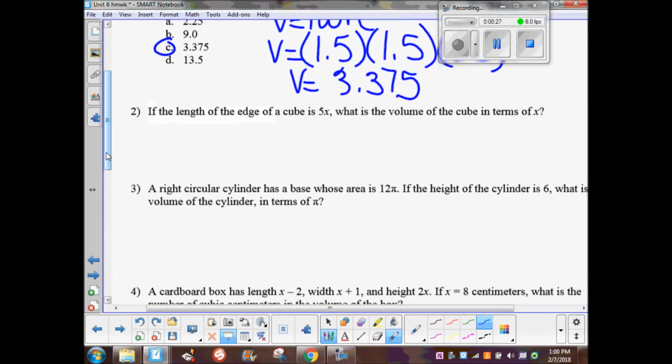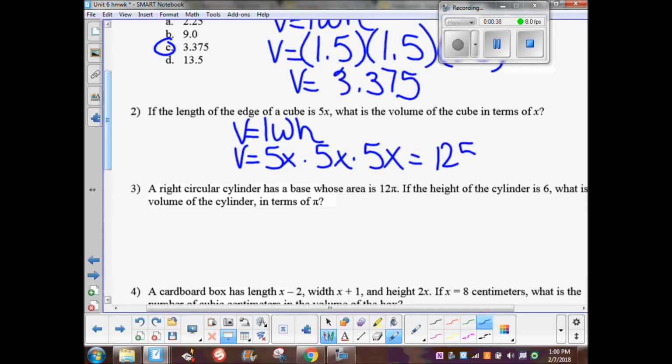Number 2, find the length of the edge of a cube. So the volume of a cube is length times width times height. So we've got to say 5x times itself 3 times. So that's 125x to the 3rd power, or x cubed.